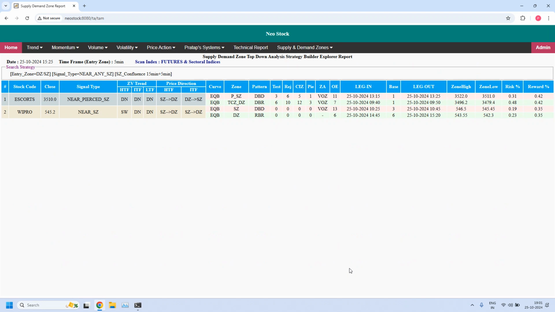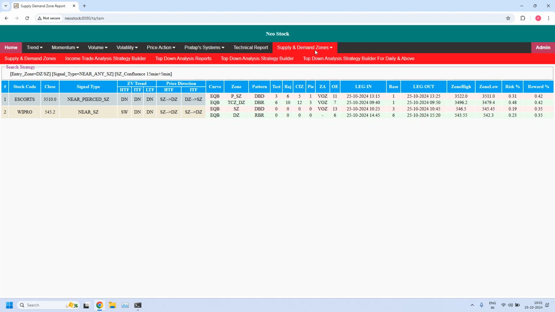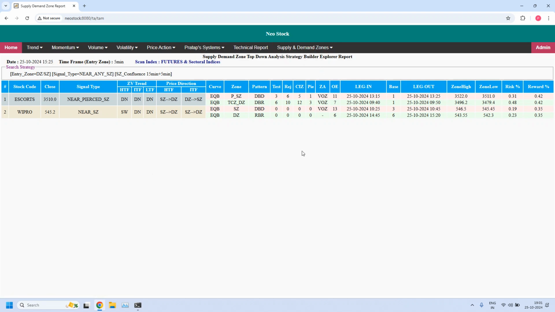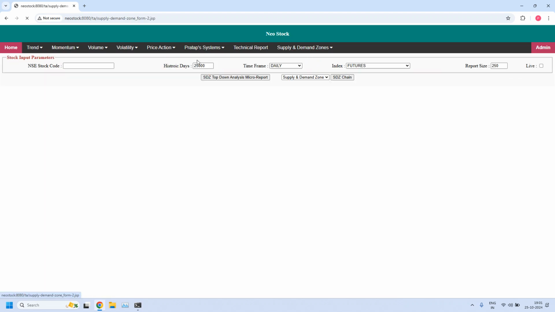So this is about stocks near demand and supply zones for different time frames. We also identified daily and 75 minutes high liquidity zones. So the next set of reports are bullish and bearish trade set. The next set of reports are NIFTY and BANKNIFTY supply demand zone chain.